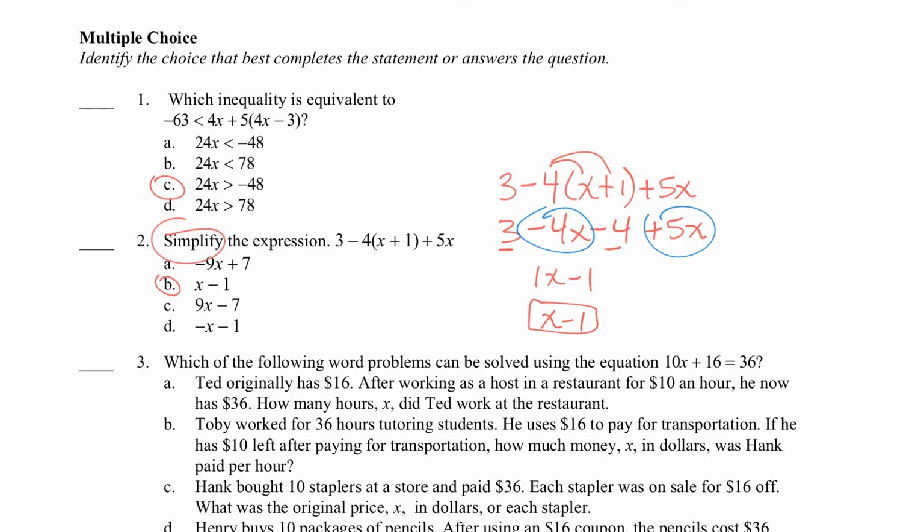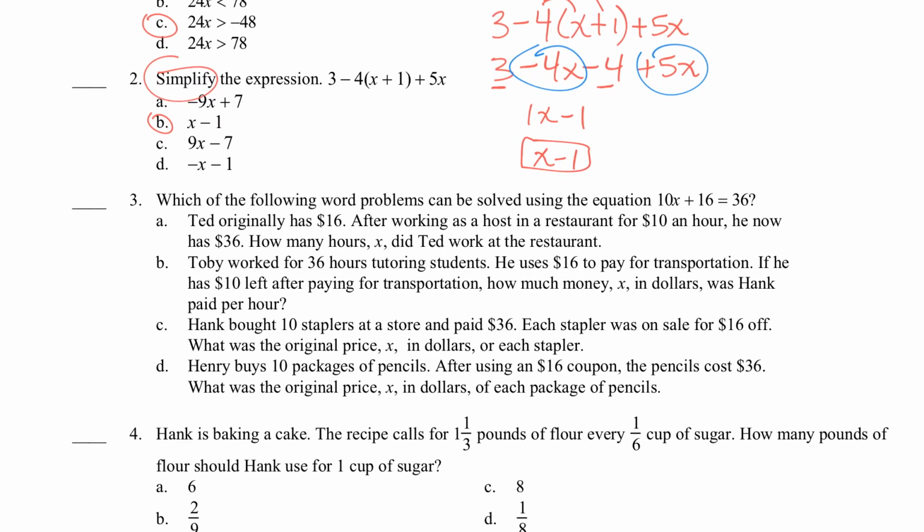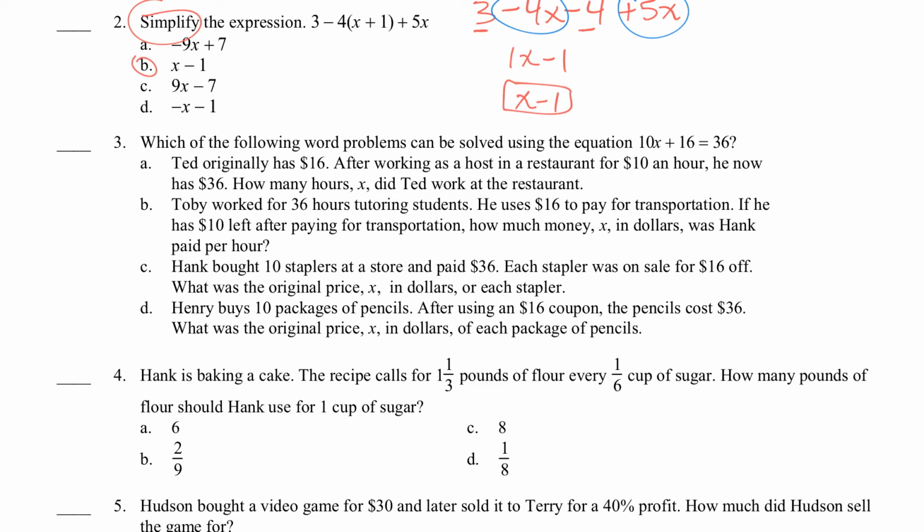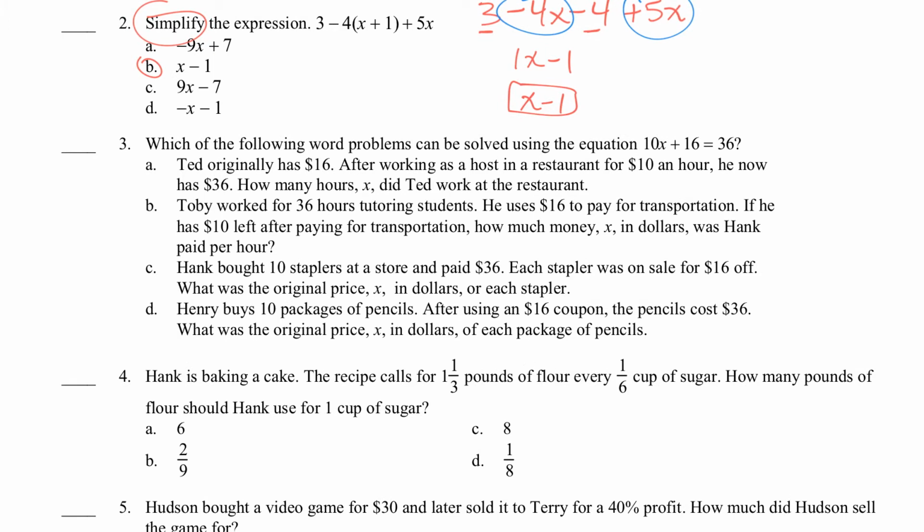Okay, next. Oh boy, we got a lot of words here. Okay, so let's see what we got here. Which of the following word problems can be solved using the equation 10x plus 16 equals 36? Okay, well, let's see. Ted originally has 16 bucks. Okay, that would be okay with that. After working as a host in a restaurant for $10 an hour, so $10 per hour, he now has 36 bucks. You know what? That sounds like it's it right there. So I'm calling it A right there.